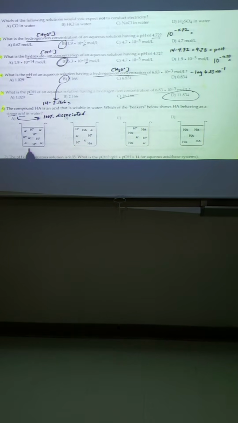Number 6 says strong acid. Remember, strong means 100% dissociated, so 100% separated. So when you do that, look for the beakers. Here you have H pluses and so that's 100% there. That's the answer. Here we have a couple HAs. Here we have a couple HAs. So that tells us that we're partially dissociated. So those are weak.